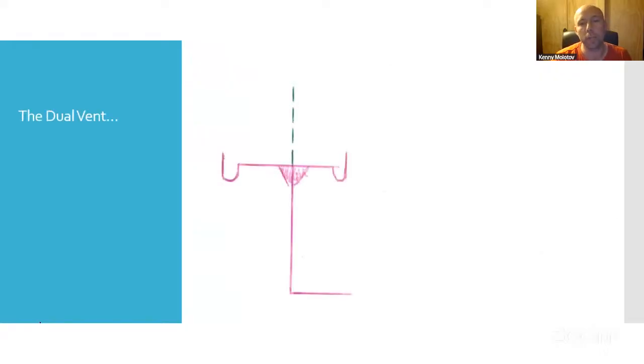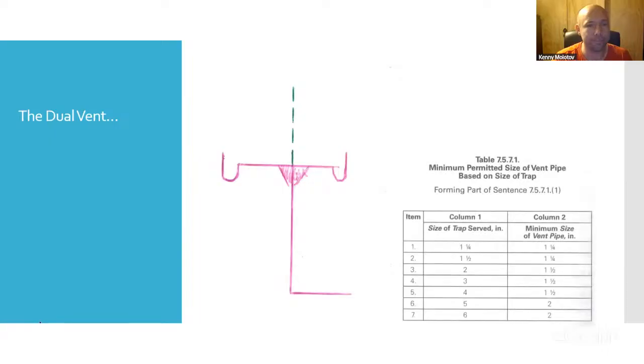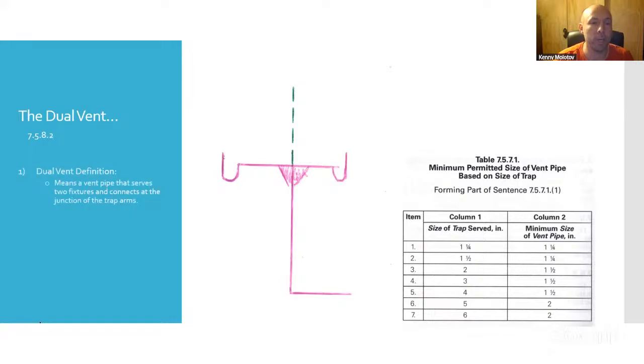This is what a dual vent looks like when you're bad at art. Minimum permitted size of vent pipe based on size of trap. It's the same concept like I was telling you before. We have to look at the largest trap served. Okay, 7582 means a vent pipe that serves two fixtures and connects at the junction of the trap arms.